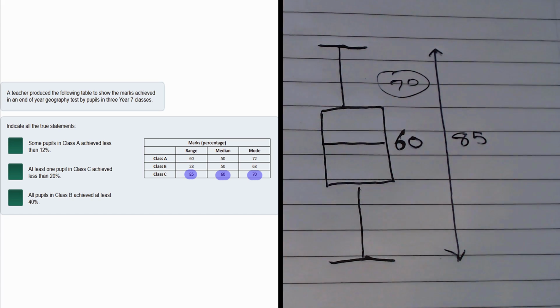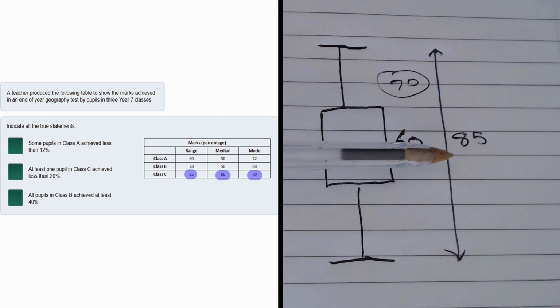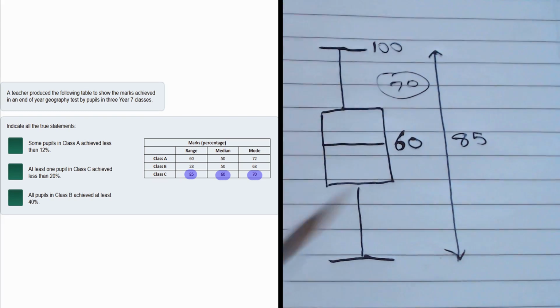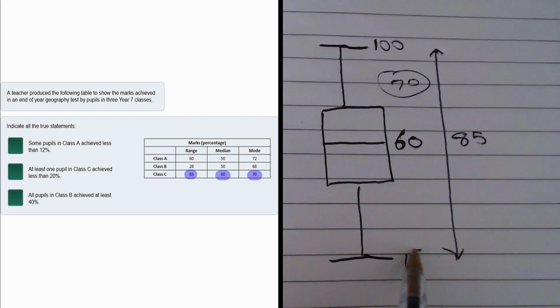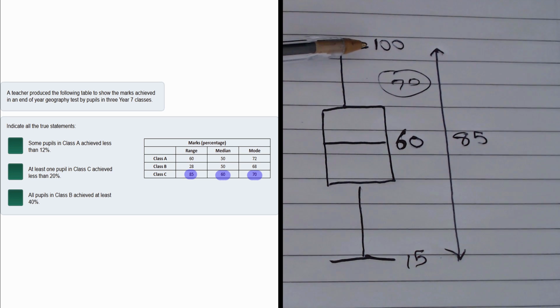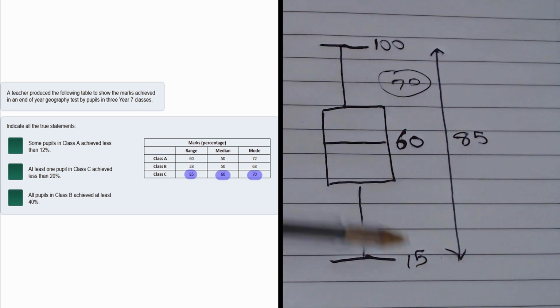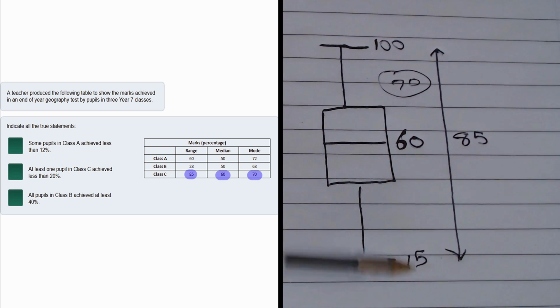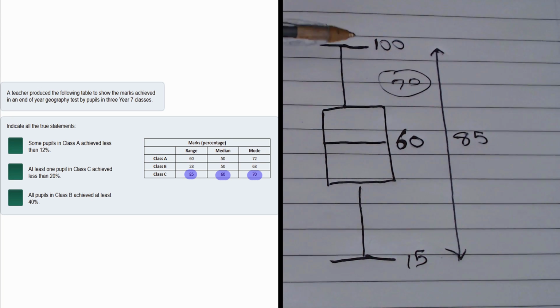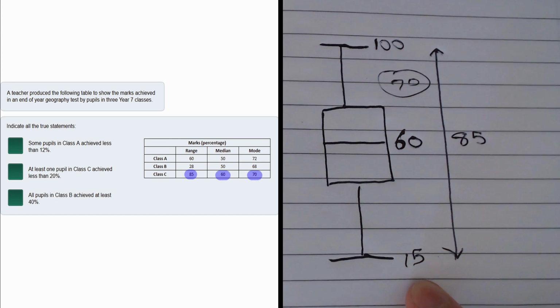Well, this statement is definitely true. And the reason is as follows. We know the range here is 85, okay? So the maximum mark is 100. So even if the highest mark was 100, that range would take us down to 15. So even if someone got full marks in the test, then that means that the lowest mark was 15, which is less than 20. But as you can see, if we made this 90, so the highest mark was actually 90, so no one got 100%, someone got 90, then the range would take us down to 5.